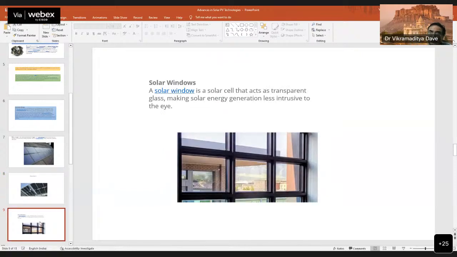Another concept of advancement is the solar window. A solar window is basically a transparent solar cell. So far, the solar cell which we are using is not transparent, but scientists have developed a transparent solar cell also. So we can get light, and we can generate electricity also. Both things can be obtained from these transparent solar cells. So this gives the concept of solar windows.